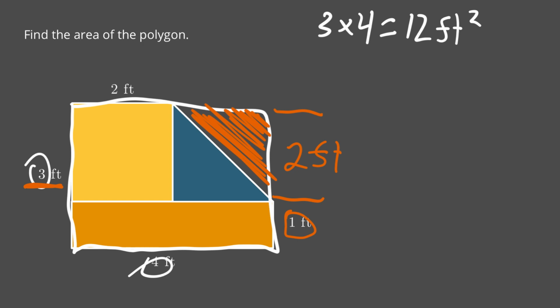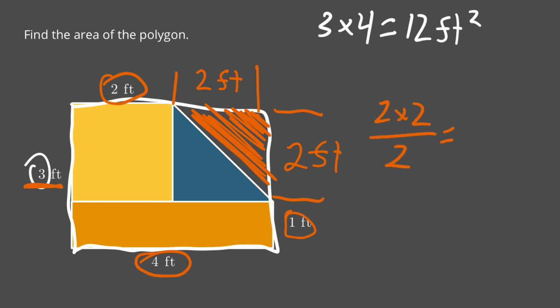And we use the same process for the top. Let me erase this so we can see easier. Okay, now we need to find the top. Again, you have 4 feet on the bottom, you have 2 feet on the top. Subtracting the two tells you that this space is 2 feet as well. So now the orangish red triangle is 2 feet times 2 feet divided by 2, the area of a triangle. So we have 2 times 2, all divided by 2, which will give you 2 feet squared.